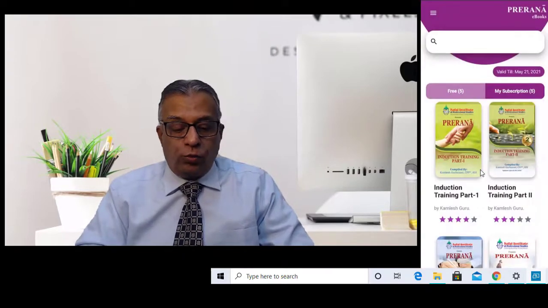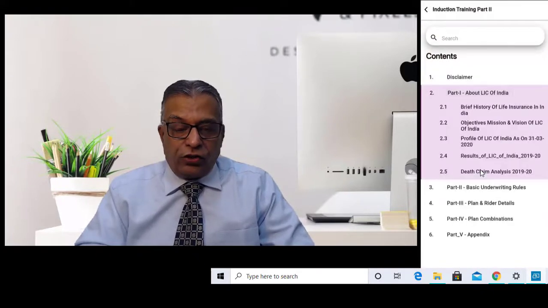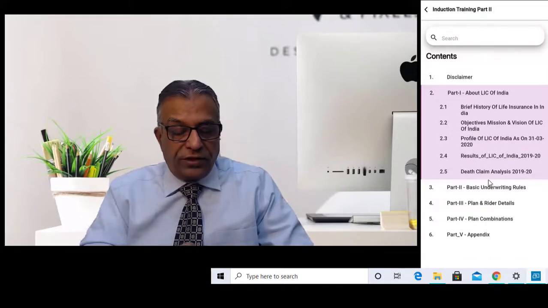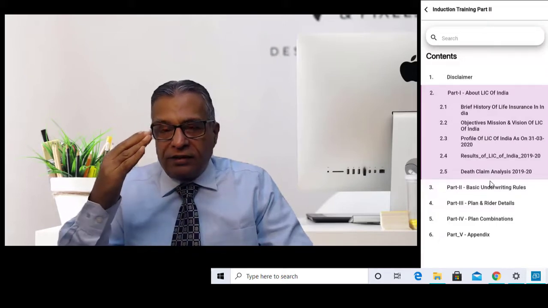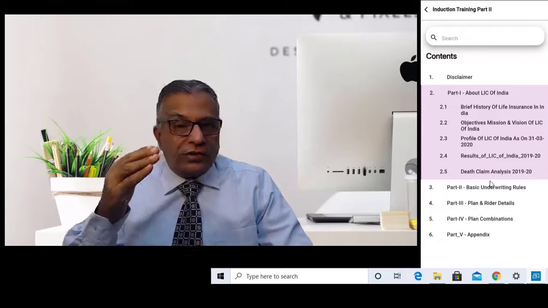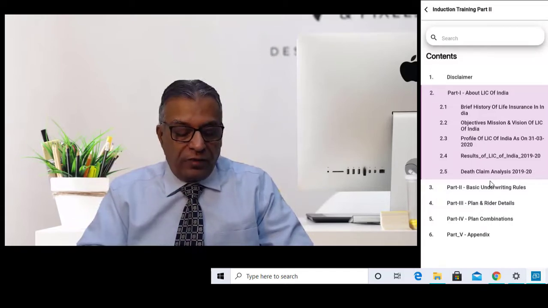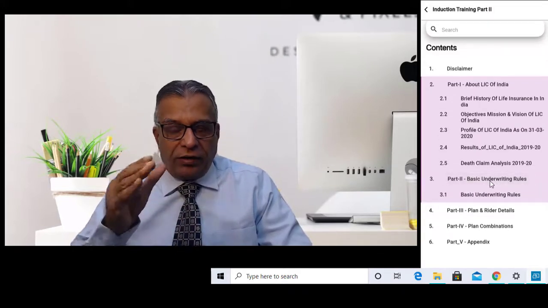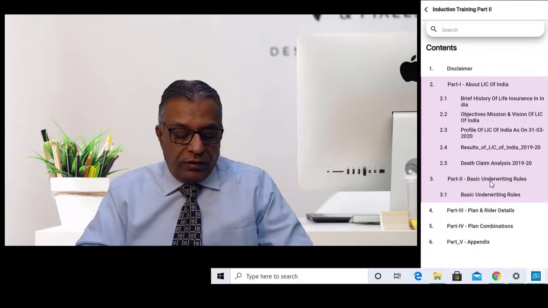Prerana Induction Training 2 deals with information about LIC, a brief history of LIC, objective and mission, profile of LIC as on 31st March 20, LIC results and death claim analysis that will help you to project LIC in a better way and sell with confidence. You can tell the prospects about the strength of LIC with confidence. Then basic underwriting rules, minimum underwriting rules which are required for an advisor to know. These basic rules are covered under this book.